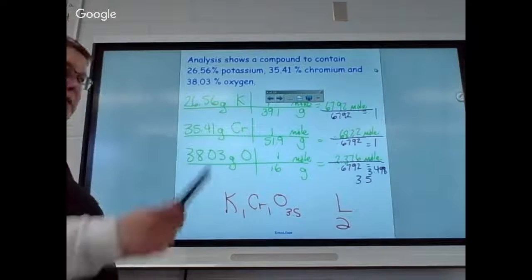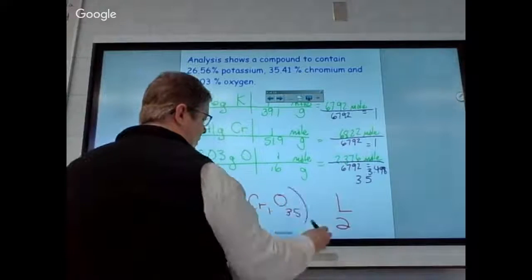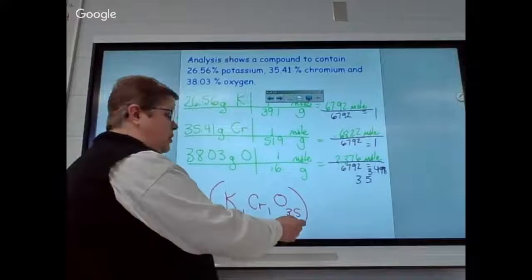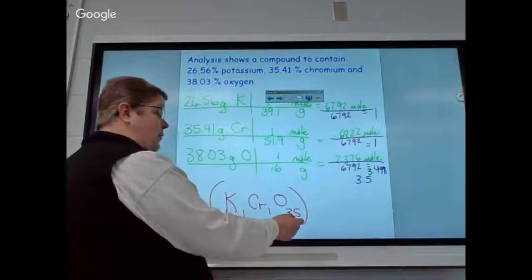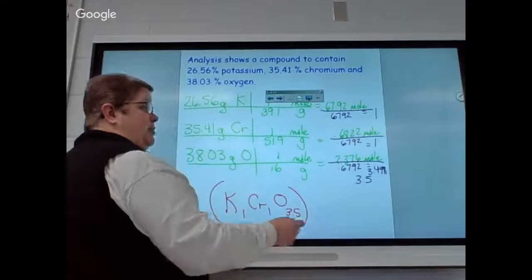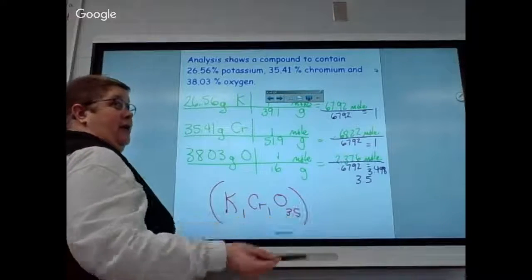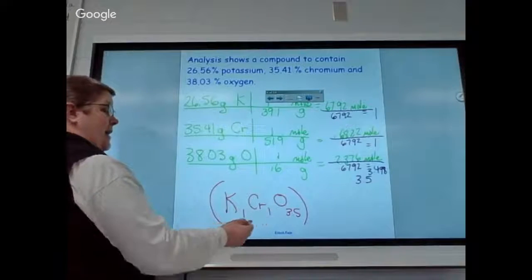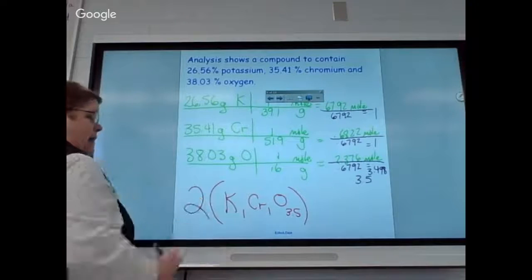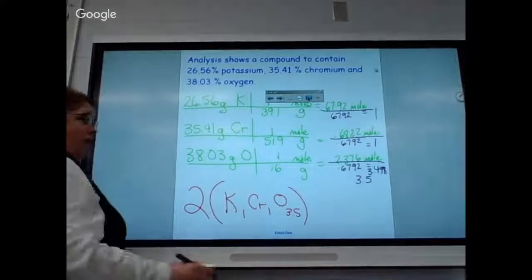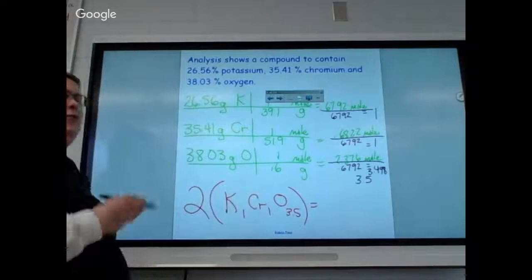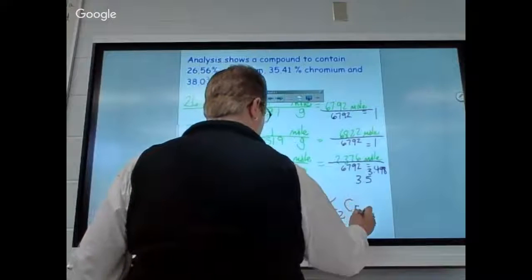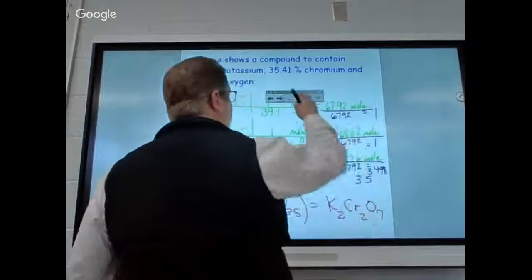Okay, so we're getting somewhere. So we're going to take this whole formula and we're going to multiply it by 2. Now, we can't just multiply this by 2, which is what Eric suggested, because that would only fix that. And just like in math class, if you multiply the left by 2, you got to multiply the right by 2. So if we're going to multiply this by 2, we got to multiply these by 2 also. So we're going to put a 2 out here, and we're going to multiply the whole formula by 2. So we're going to wind up with what formula? K2Cr2O7.